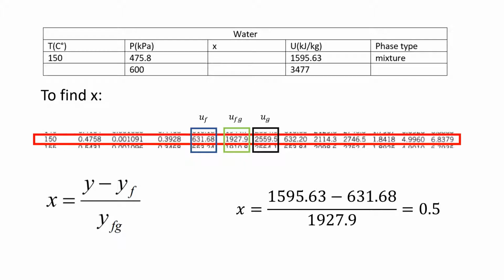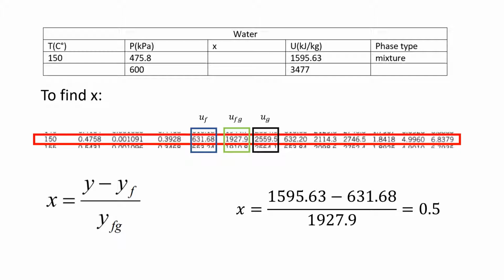Alright, so the only thing that is left unsolved for is quality, and given that we are indeed in a saturated mixture phase, that means that quality does have a value. Now we do know that the internal energy isn't equal to either the internal energy of a saturated vapor or the internal energy of a saturated liquid, which means that X, or quality, is not equal to 0 nor 1.